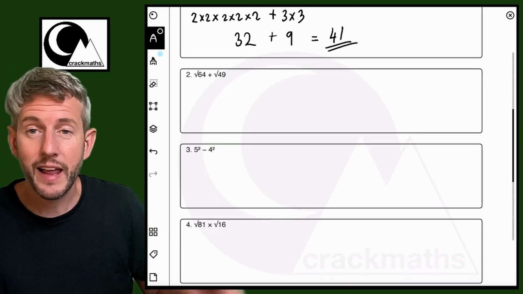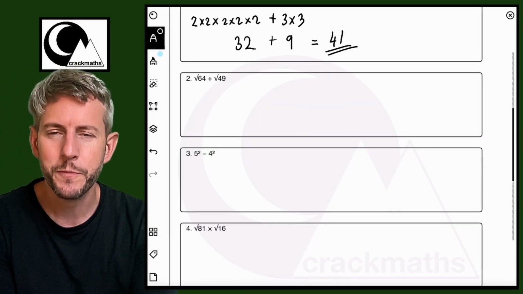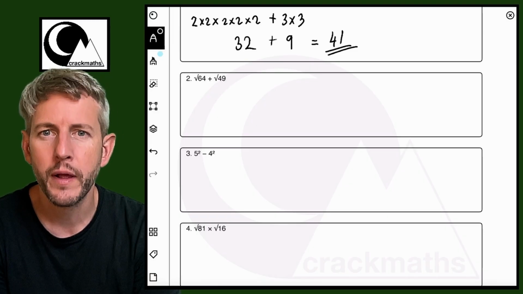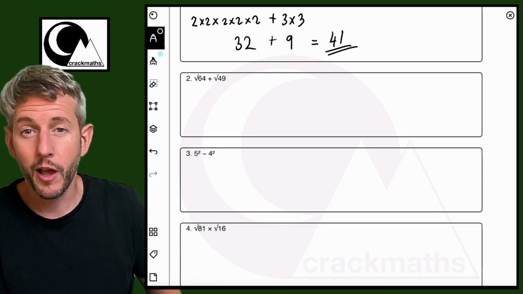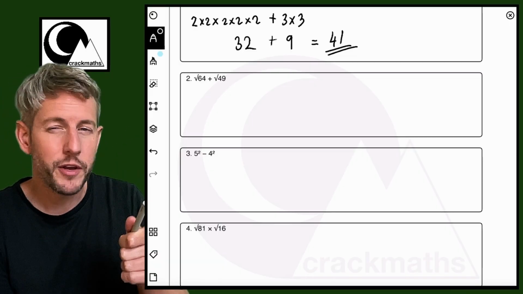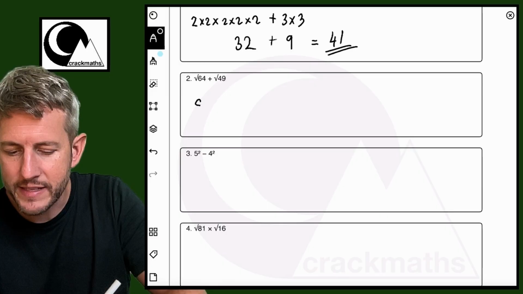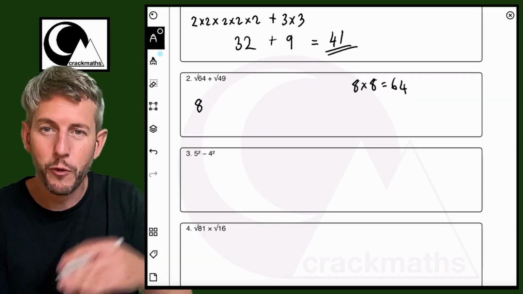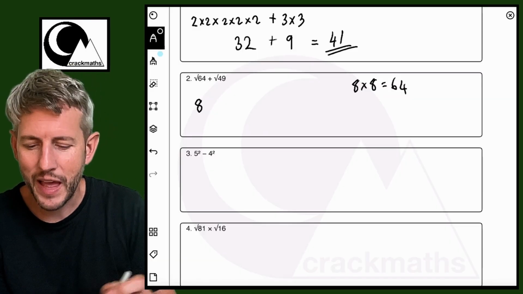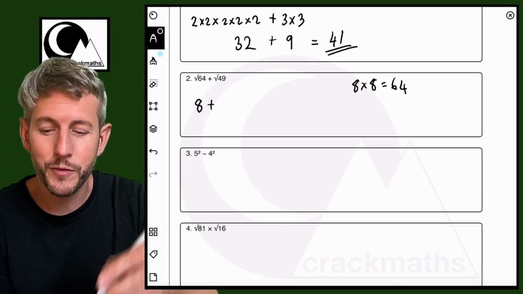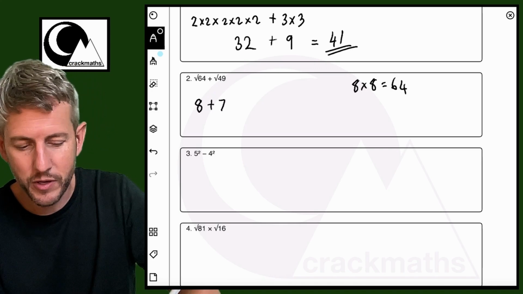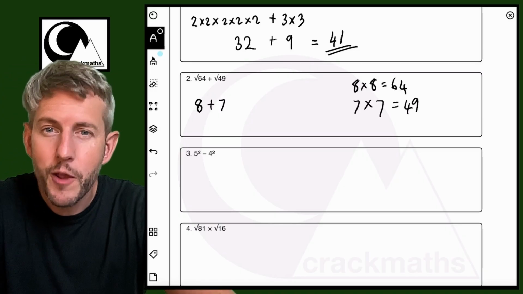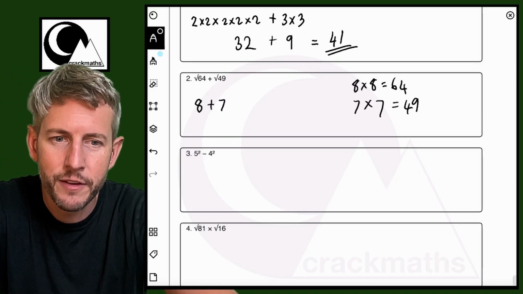Okay, right, let's have a look at question 2. And this question says, what is the square root of 64 plus the square root of 49? Now hopefully you might know that the square root of 64 is 8 because 8 times 8 equals 64. So therefore 8 is the square root. And then 49, you'll hopefully know the square root is 7 because 7 times 7 equals 49. If you didn't know them, that's okay. It's something that you'll need to learn for your GCSE.